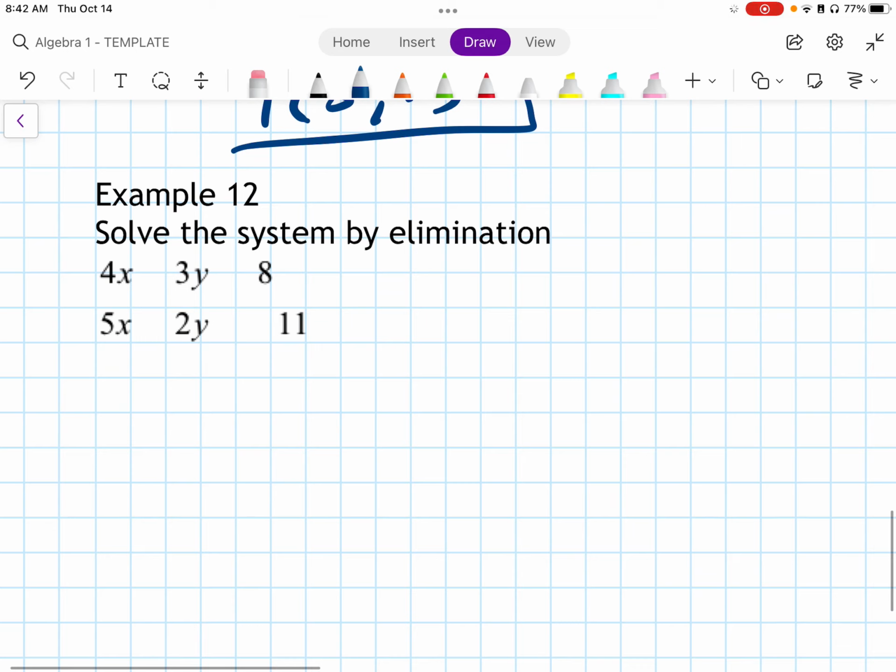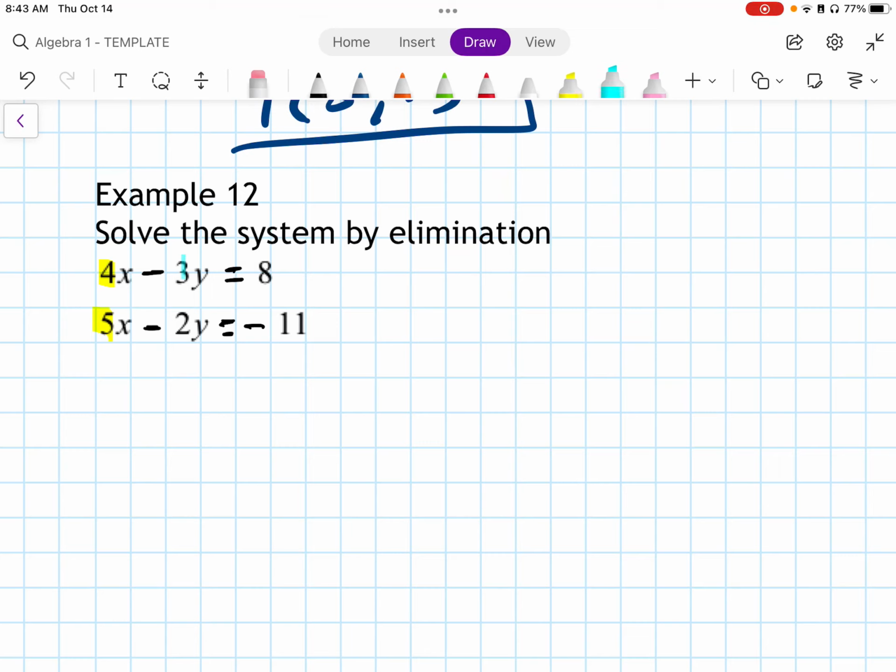Example 12. Let me see what this one should be. This should be 4x minus 3y equals 8, and 5x minus 2y equals negative 11. Now this one, we notice right away that none of the variables have the same coefficients. So we're going to have to decide what we could change them into. Here, 4 and 5. There's no way to, in one step, turn the 4 into a 5. I could turn them both into a 20, right?